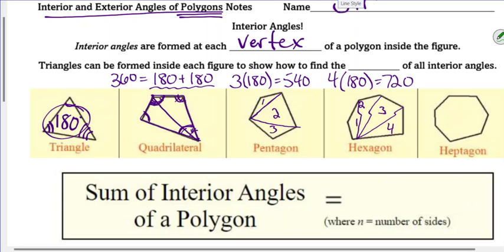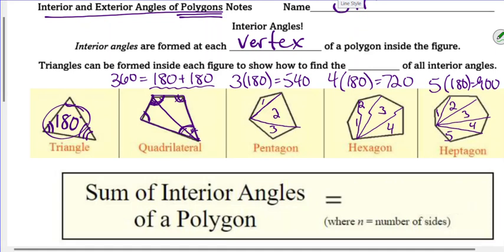A heptagon is a 7-sided shape. I'm going to do the same kind of thing, connecting one vertex to each of the other vertices, creating 5 triangles in this case. That would be 5 times 180, or 900.